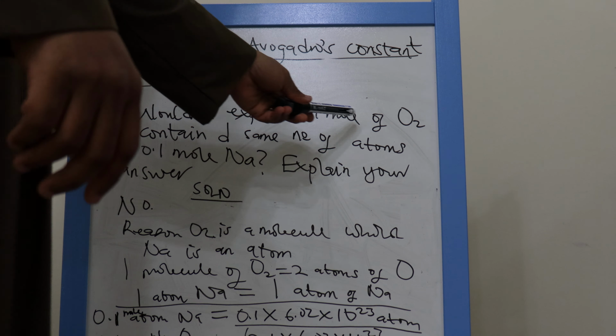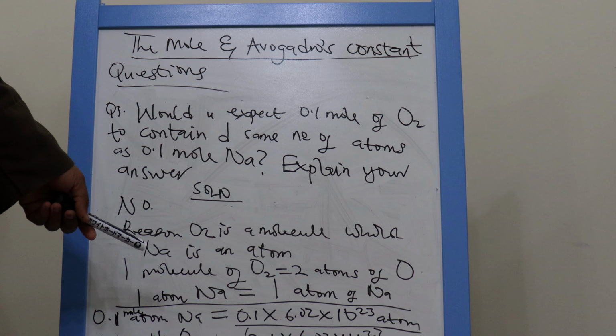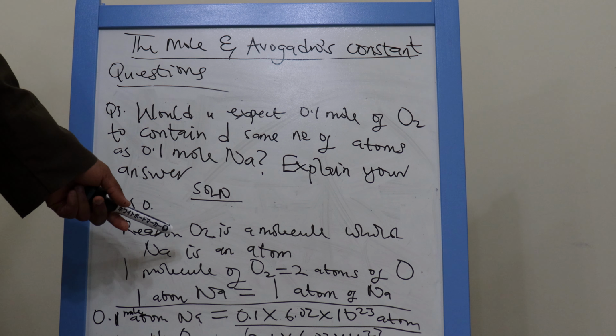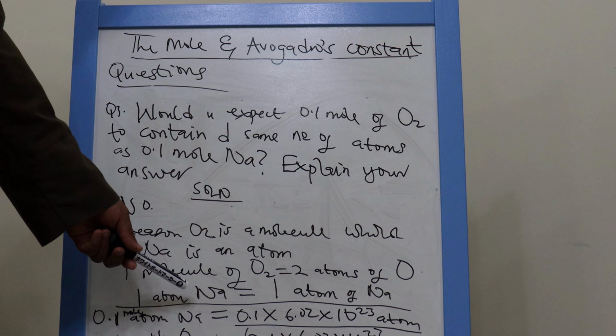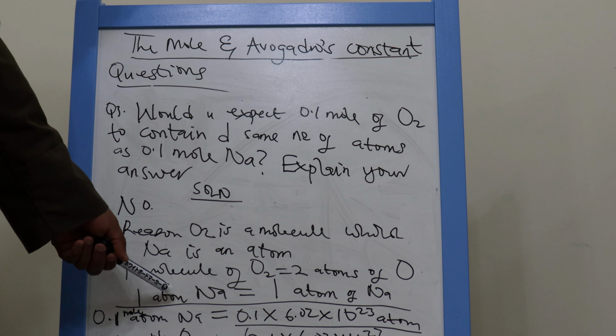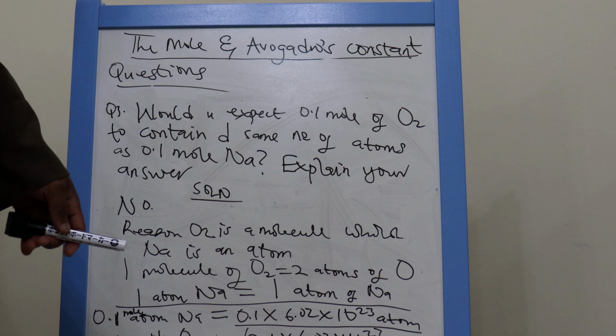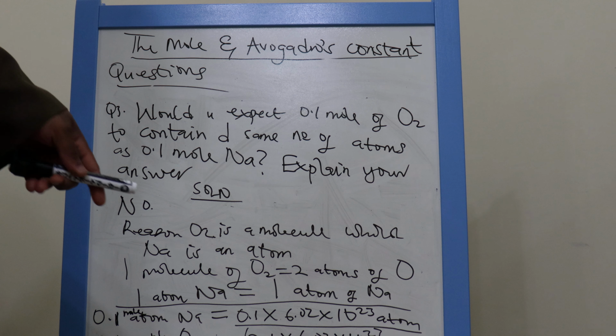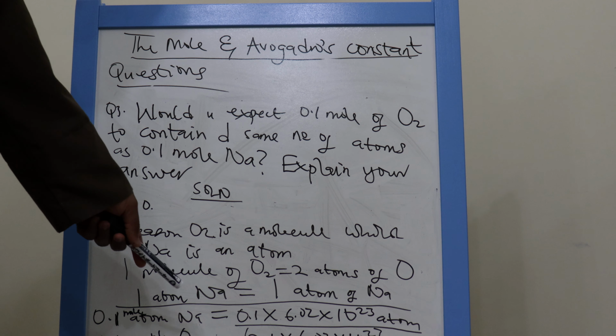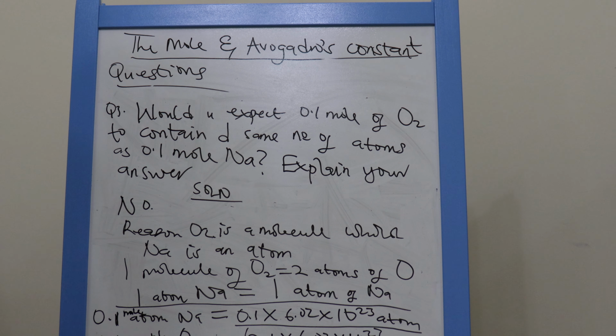Hence, they are not the same, because for every number of atoms of sodium, which is the 6.02 value, in terms of the O2, which is a molecule, you get twice of that when it is converted to atoms. So because it is O2, you get 2 times the value of the number of particles of sodium. Hence, no, you don't expect them to have the same number of particles. I don't know if you've understood me.